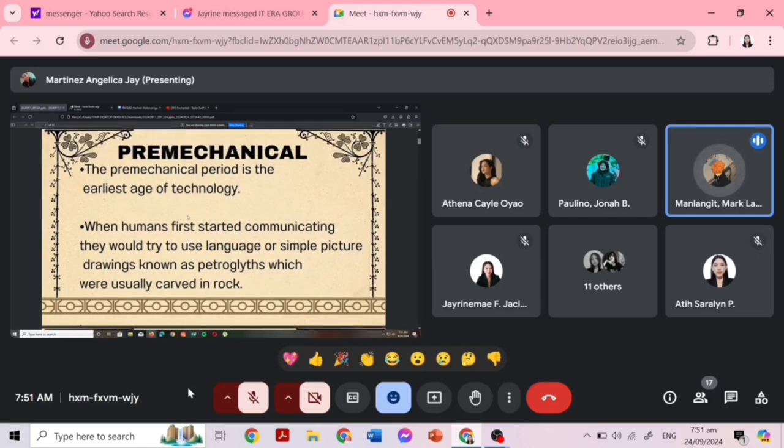So the pre-mechanical period was the earliest age of technology. When humans first started communicating, they would use language or simple picture drawings known as petroglyphs, which were usually carved in rock.